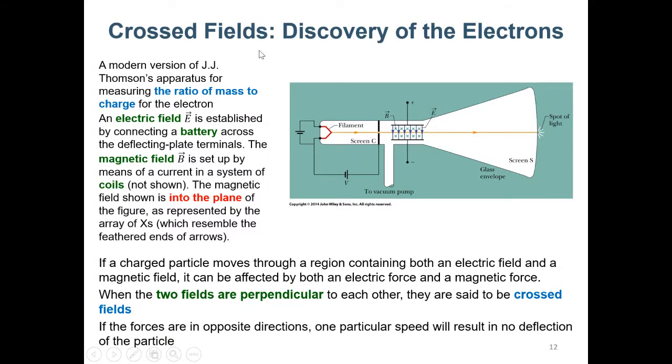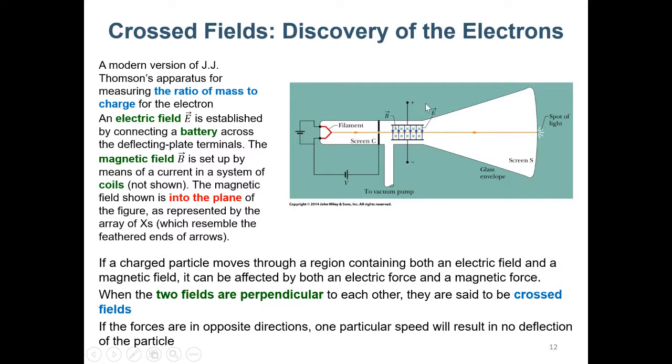So today we'll talk about the crossed field. A crossed field is something like you have an E field and a B field. They are perpendicular to each other. Something like here, we can see the electric field is generated by these two plates.